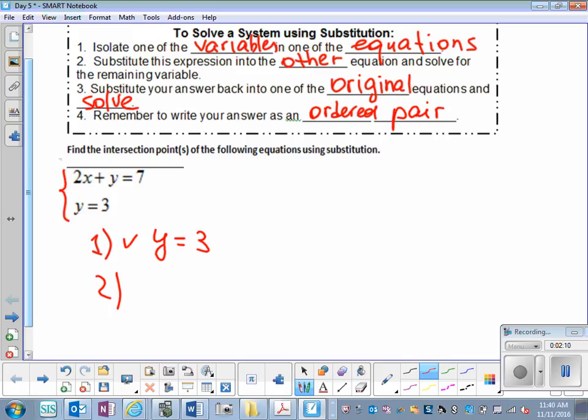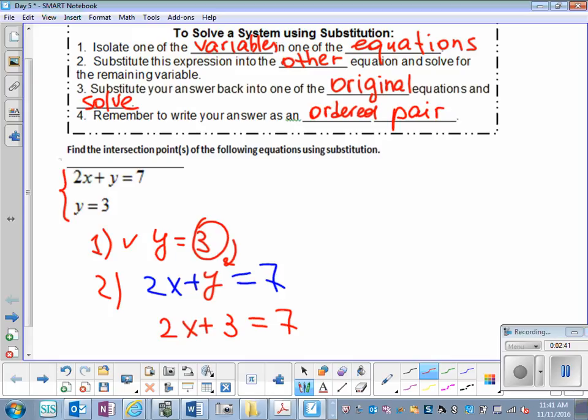Yes, exactly. So if I'm rewriting my first equation, 2x plus y equals 7, instead of y I could just use my 3. So I substitute 3 instead of y. I rewrite 2x plus 3 equals 7. And now I solve for x. How do I solve for x?